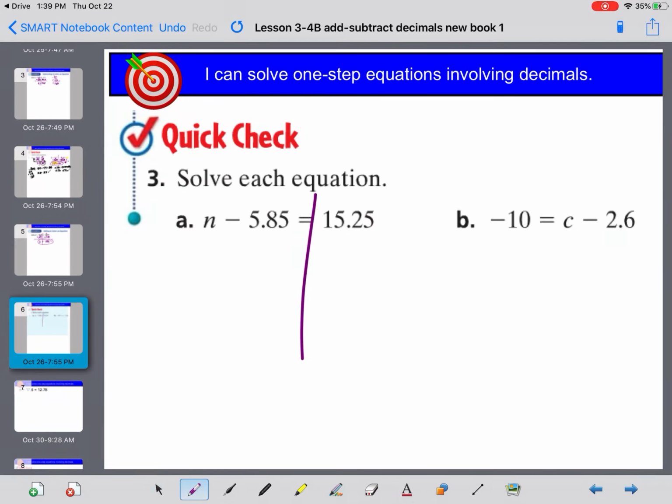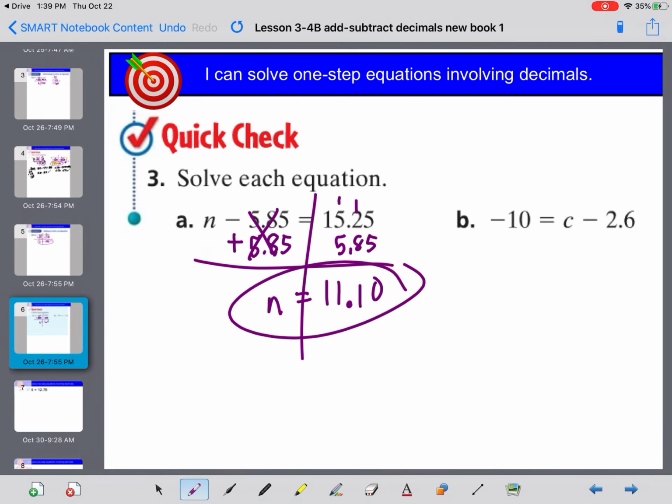All right, hopefully you saw that n minus 5 85/100. To do the inverse, I would add 5 85/100 to both sides. And I get 11 1/10. Then you would, of course, check your answer, but to expedite the video, we're going to skip the checking for right now, but you will be asked to check on your homework.